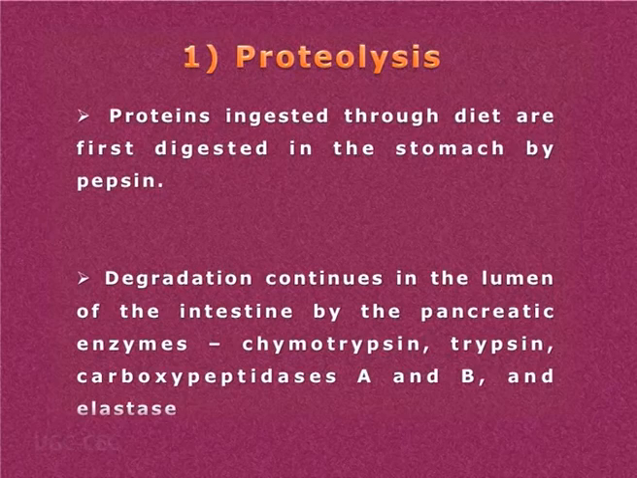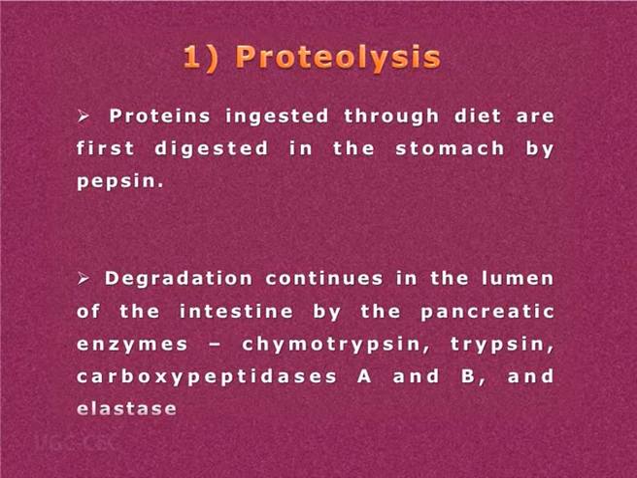The degradation process continues in the lumen of the small intestine by the various enzymes secreted by the pancreas, namely trypsin, chymotrypsin, carboxypeptidase A and B, and elastase. These enzymes are also secreted from their inactive precursors like trypsinogen, chymotrypsinogen, procarboxypeptidase, and proelastase.